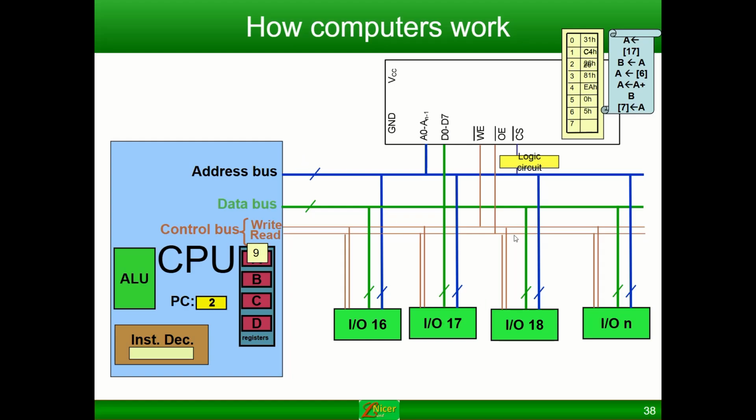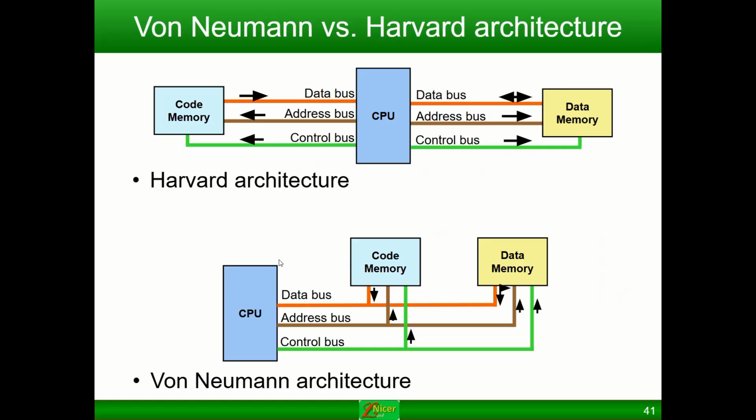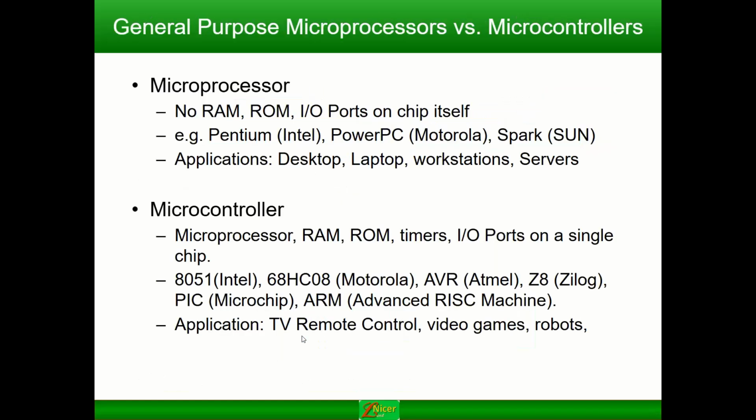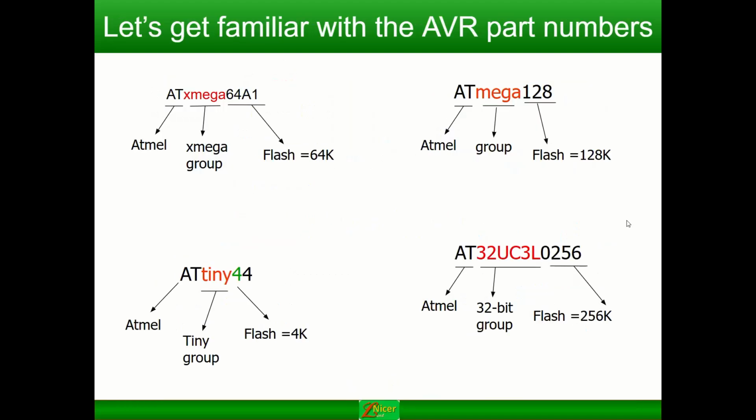So the data is transferred to the CPU through input output pins, and then it goes to the address bus. After that, it will be stored in the CPU and it will perform several functions as we require. This is the Harvard architecture, and this is the Von Neumann architecture. So these are the general purpose microprocessors and microcontrollers.